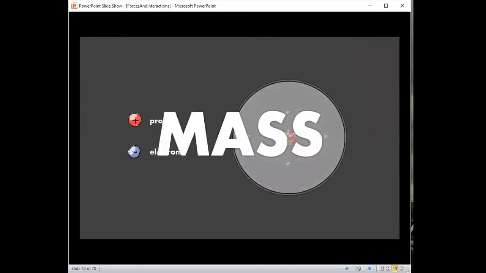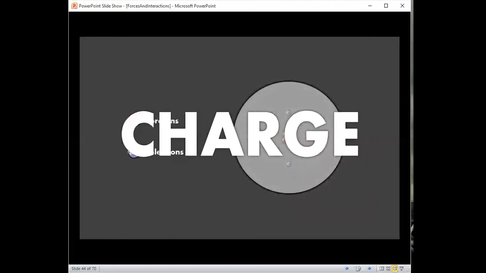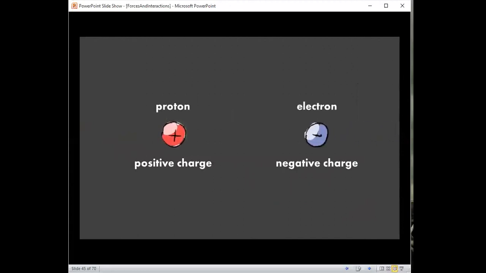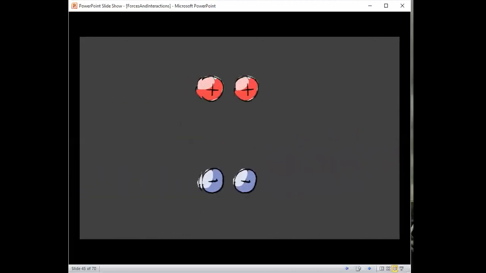Now, both of these particles have mass, but since their mass is so tiny and since the force of gravity is so weak, we can neglect the effects of gravity on the atomic scale. We completely neglect it. Imagine it's not there at all because it's that weak. But they carry something else, which is extremely, extremely important, and that something else is called charge. This is how charge works. A proton carries a positive charge, an electron carries a negative charge.